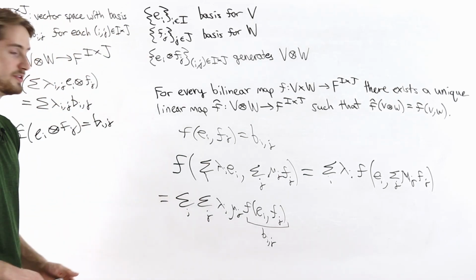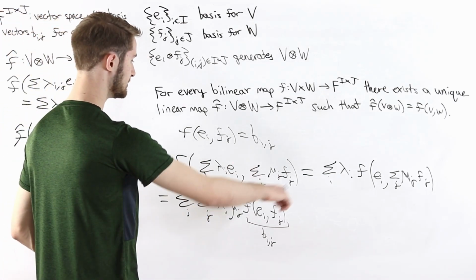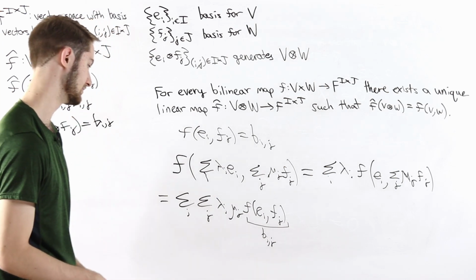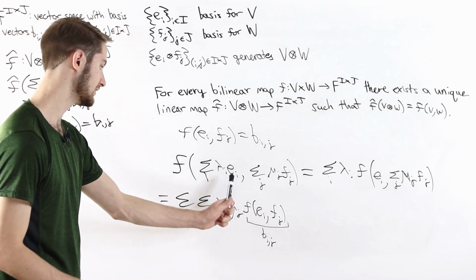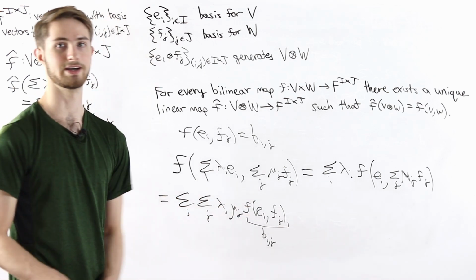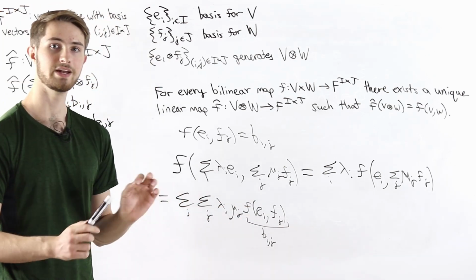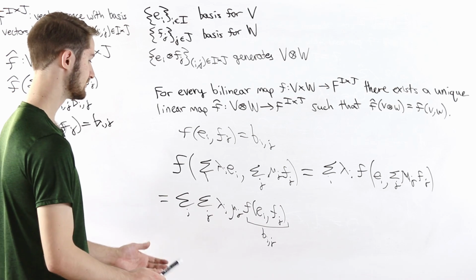So this gives us the definition of f on an arbitrary element of V cross W. It's the sum over i of the sum over j of lambda_i times mu_j times b_{i,j}. Now we need to know that f is well defined, but here's the thing.